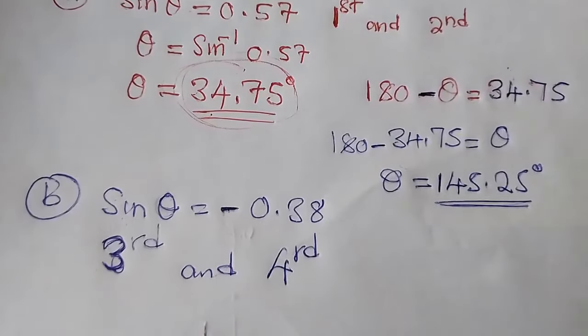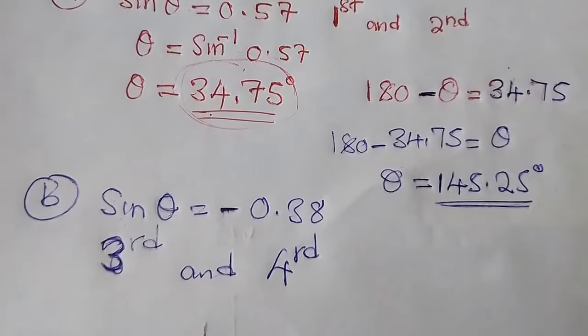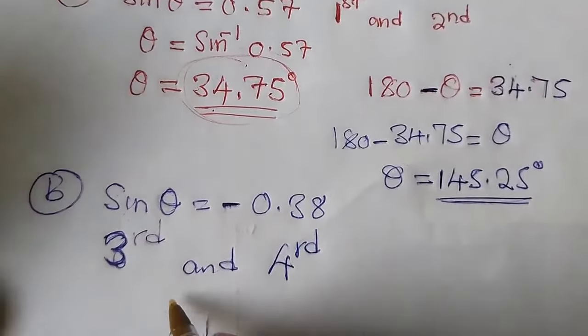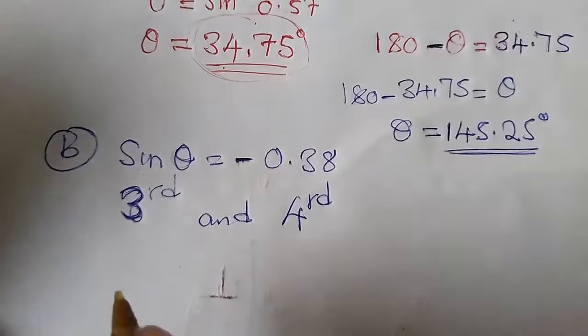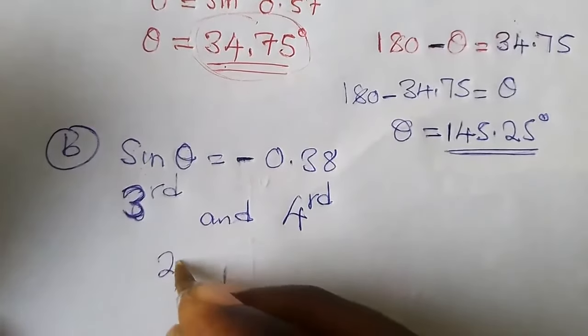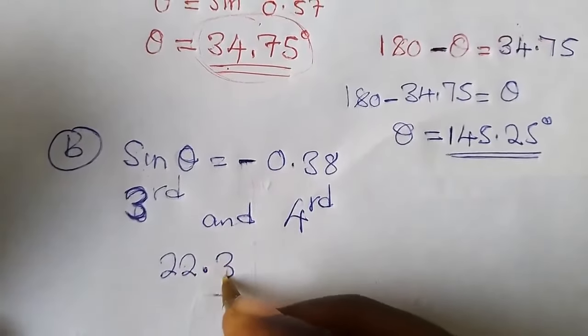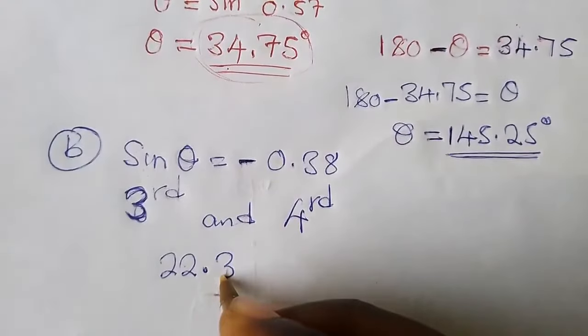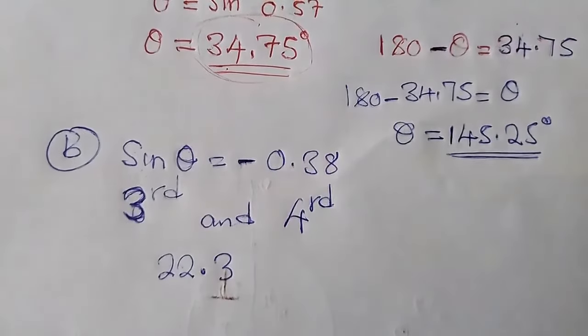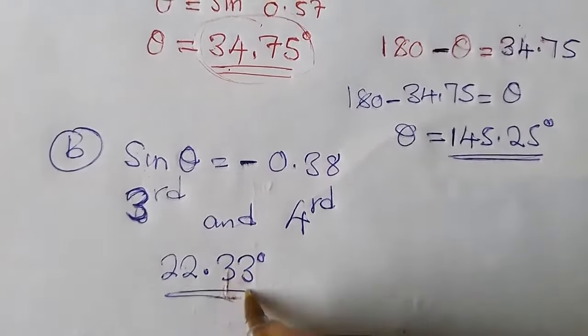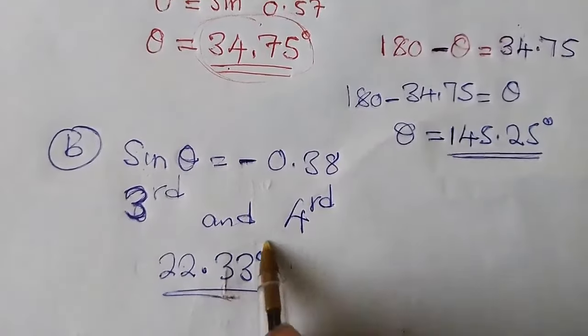So what will be the answer? I say 0.38. The answer is 22.3. Have you seen? 22 point what? 22.3. It is my answer. Like this, 22.3. So since I know that, I've found this.